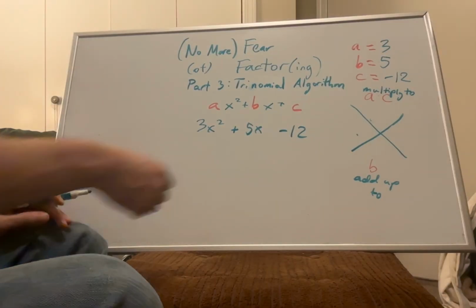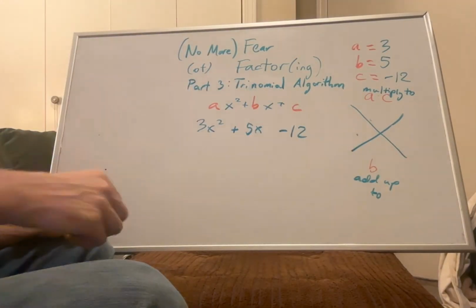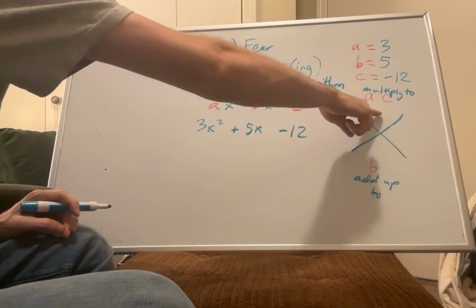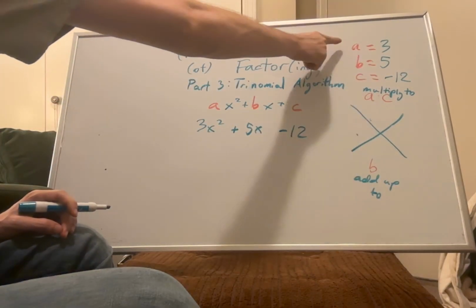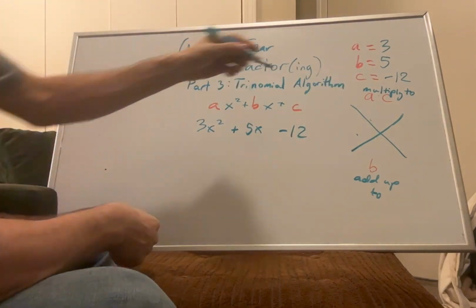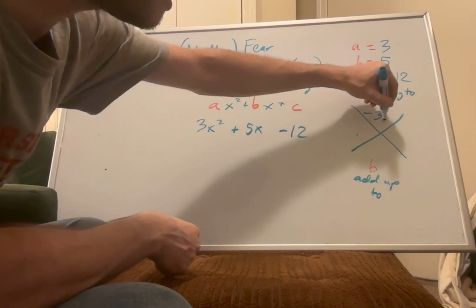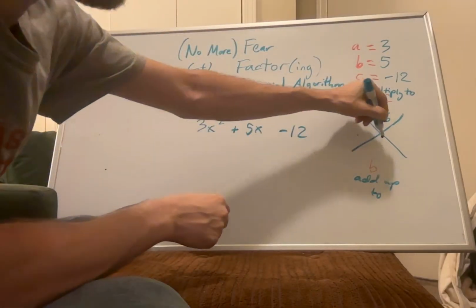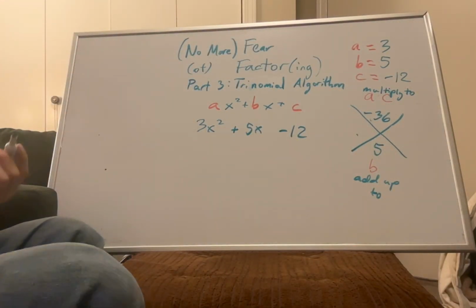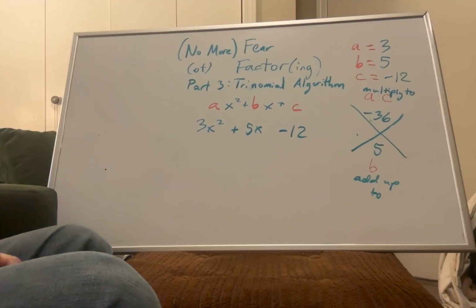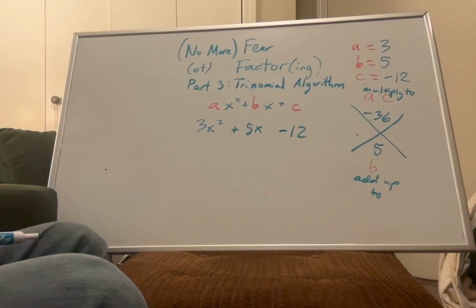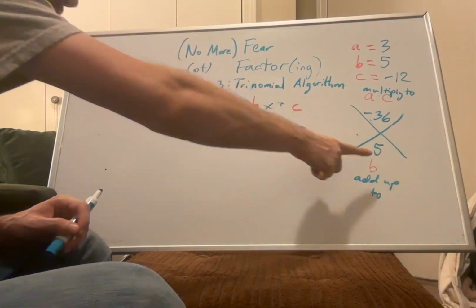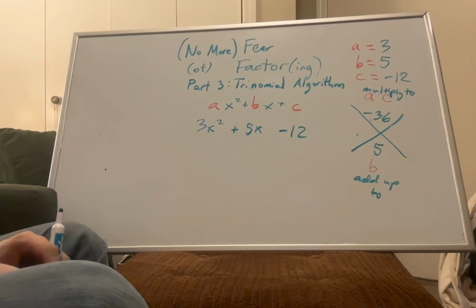So, once again, we'll make use of this little quick chart, or however you want to present it. The first thing we'll write here is the quantity a times c. Well, 3 times negative 12 will give us negative 36. And then we want the quantity b here, which is just 5. So, much like in the previous video, the goal at this point is to come up with two integers that multiply to negative 36, but add up to 5.